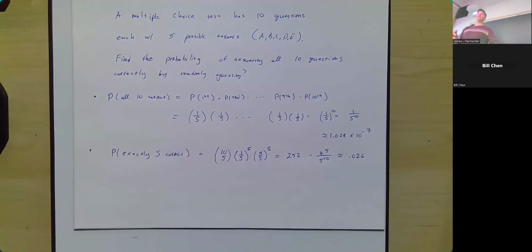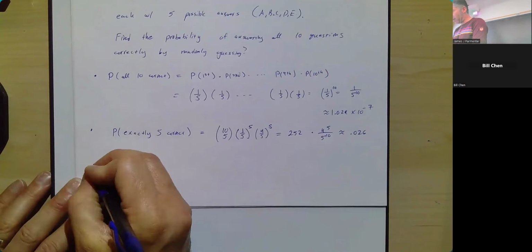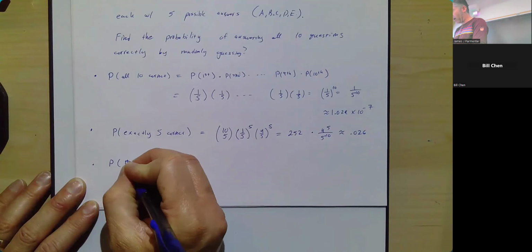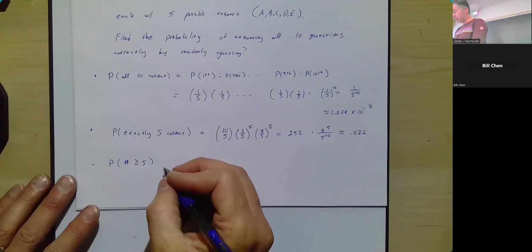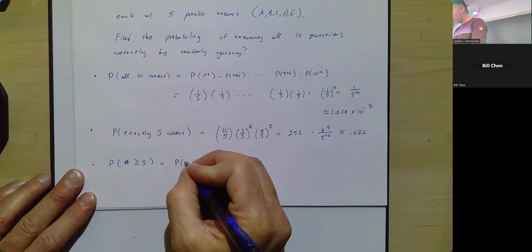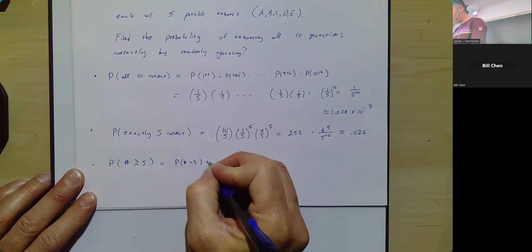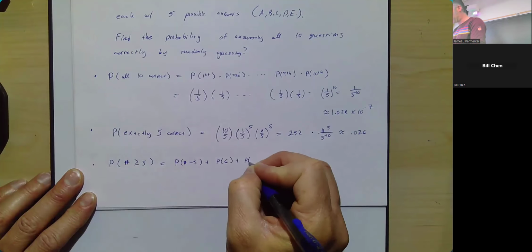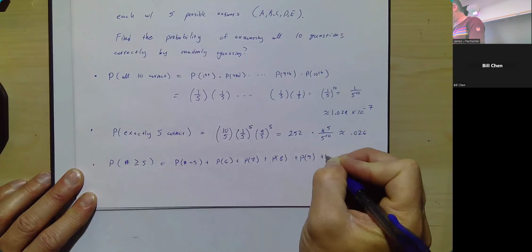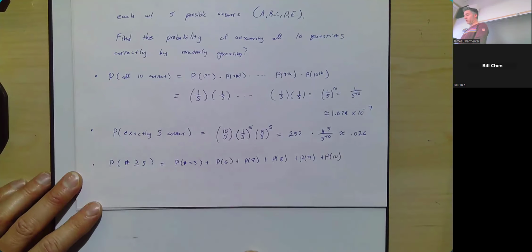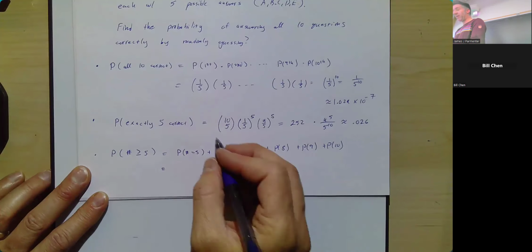But that's for getting exactly 5 correct. Here's why I didn't want to jump straight to the question that you said. If you want the probability of getting at least 5 correct, then the probability that the number correct is greater than or equal to 5 is kind of tedious to calculate, because it's the probability that the number is equal to 5 plus the probability of 6 plus the probability of 7 plus 8 plus 9 plus the probability of 10.